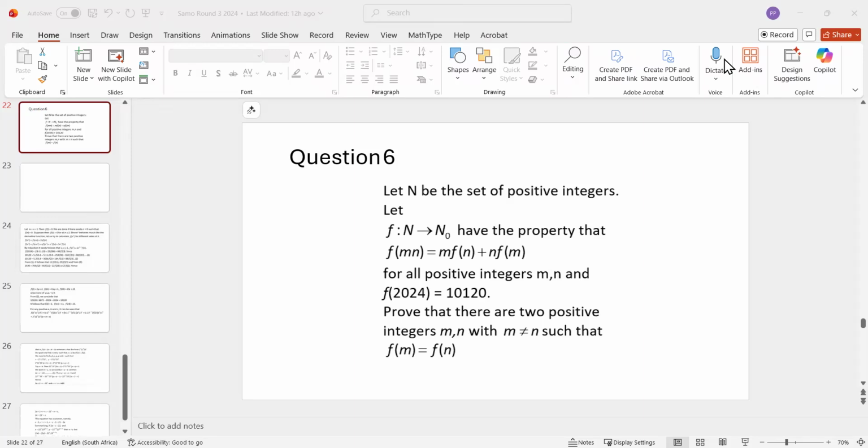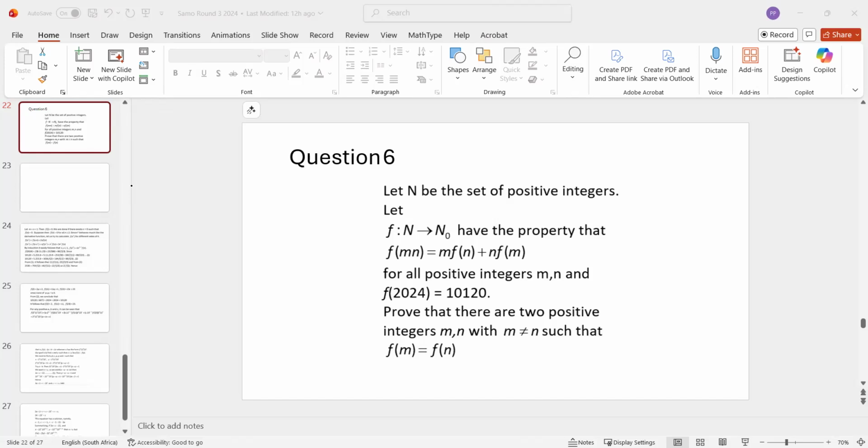f be the function whose domain is, the inputs are natural numbers N, and the outputs are the natural numbers including 0. All right, those are called the whole numbers. This is the symbol for that. And let this function have the property that f(mn) is equal to m f(n) plus n f(m). Okay, we have to just understand this.